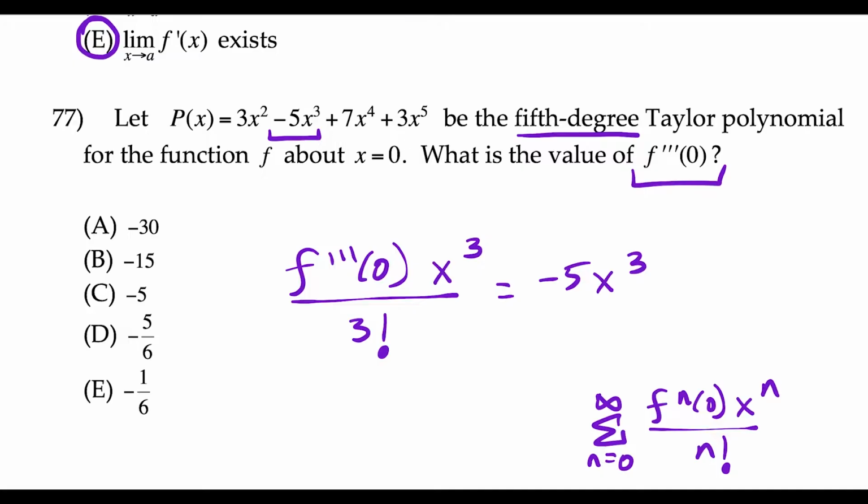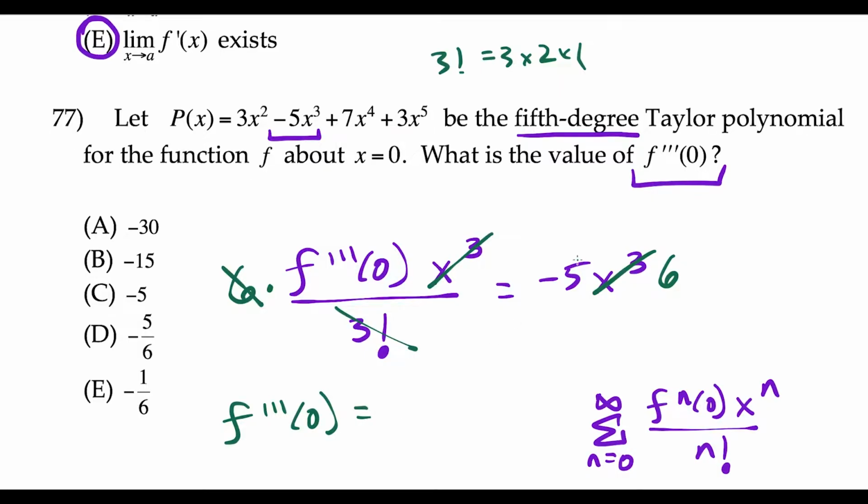So do a little bit of algebra here. We could see that x to the third is going to cancel out on both sides. And now to solve for the third derivative at 0, 3 factorial is equal to 6. Because remember, 3 factorial equals 3 times 2 times 1. So if we multiply both sides by 6, that's going to cancel out 3 factorial on the left, and we're going to have the third derivative at 0 equals negative 5 times 6 is negative 30. So 77 is going to be choice A.